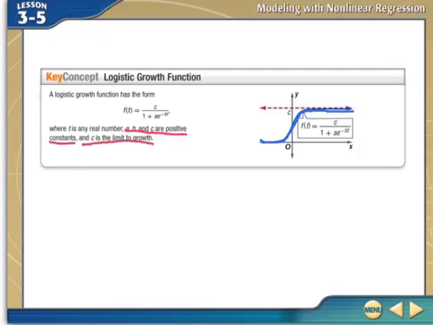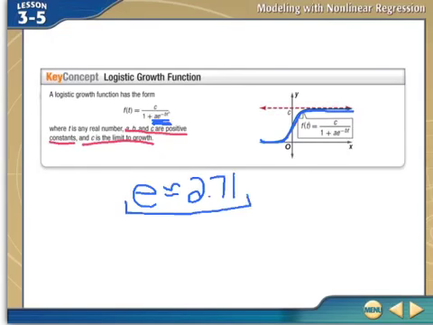One thing to note is that the value of e in this equation is the irrational number that is approximately 2.71. So in a natural log, it's base e. Here in this logistic growth function, in the exponential term in the denominator, e is still that irrational number, approximately 2.71.